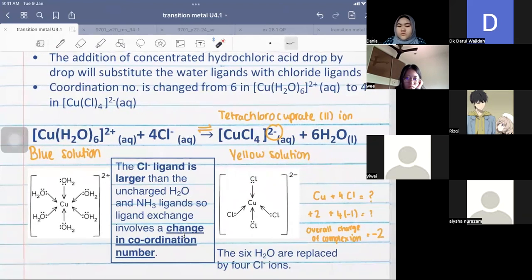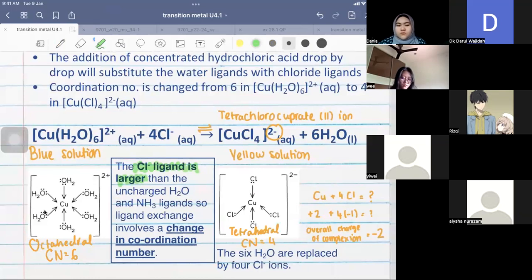The change in coordination number, as you should already know from the diagram, goes from coordination number 6 to coordination number 4. And the shape is also quite obvious. In the complex ion with coordination number 6, the shape is octahedral. For the product, where the coordination number is 4, the shape is tetrahedral. So you must remember that the chloride ligand is bigger than the water molecule. That's why only a smaller number of chloride ligands can fit around the metal center ion.